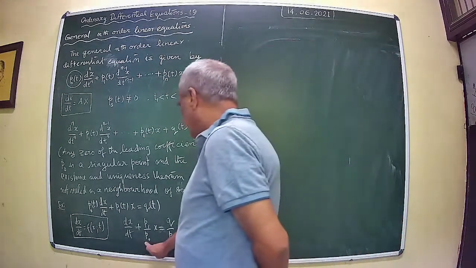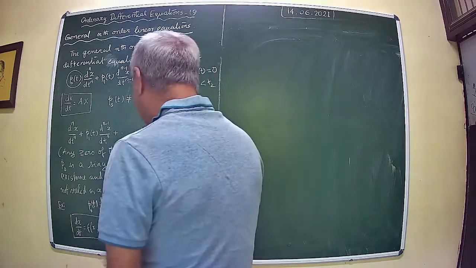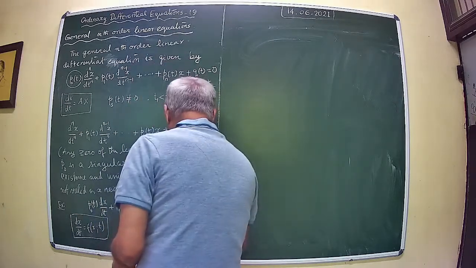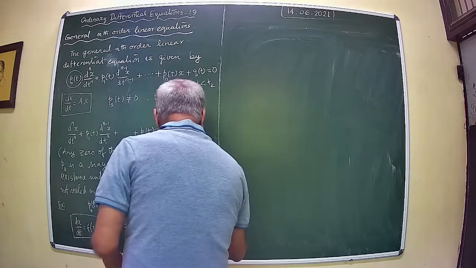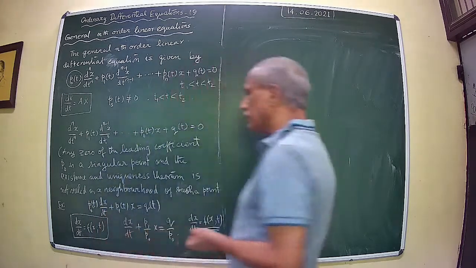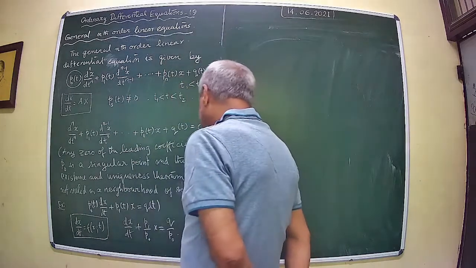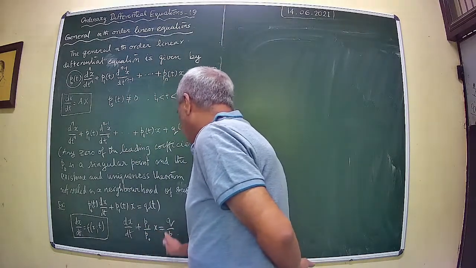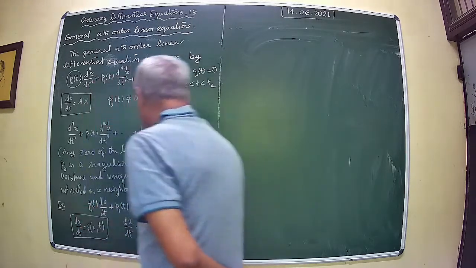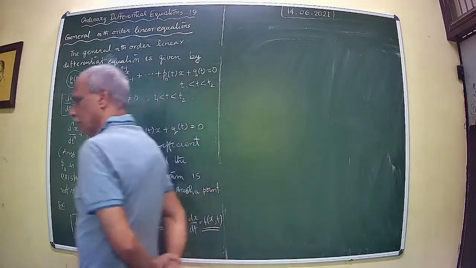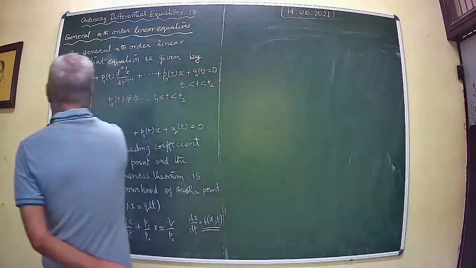If P naught does not vanish anywhere on the interval, then P1 by P naught and Q by P naught are continuous functions, and you can write dx by dt equal to f of x, t, where f of x, t will be continuous with respect to the variables x and t. Otherwise, these functions would fail to be continuous at the zeros of the leading coefficient, and you cannot apply the theory that you have developed here, because they are going to come up as singular points. It's the same story when you consider the higher order equation. Therefore, we take the equation in this particular form.